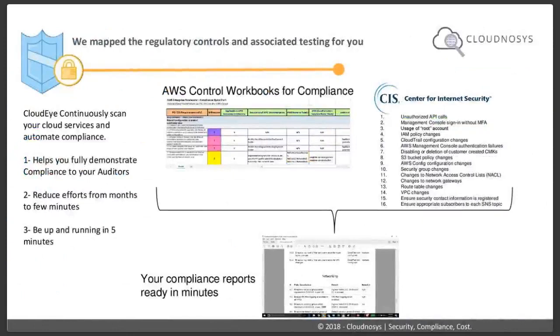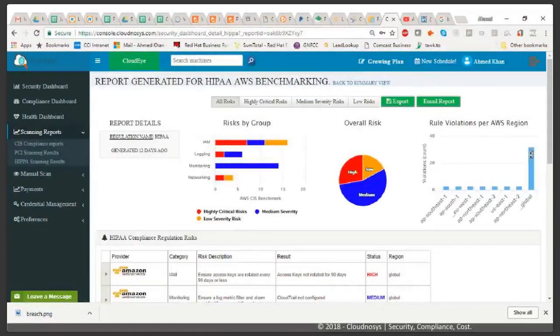So what we have done is taken all the control points, all the compliance recommendations from different bodies, and consolidated and mapped that into specific security controls, like the VPC that I was talking about, the S3 buckets that I was talking about, and be able to test those controls and generate those reports every hour on the hour. It looks something like this, where a scan is run. We put the risk by groups, give you an overall security score, and show you where these violations are, which region, and some details around each specific test that was failed, why it was failed, and how you can potentially fix it.